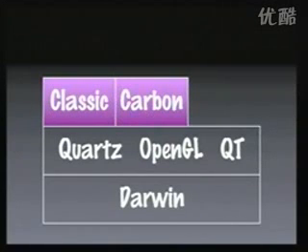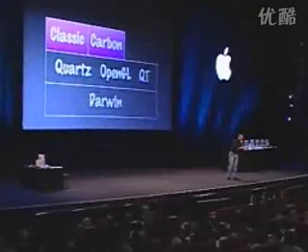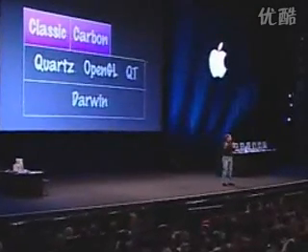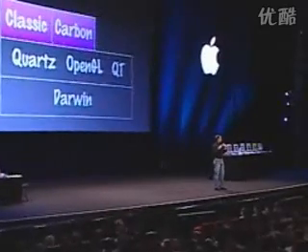Now, the next API is Carbon. Carbon is something that takes developers a few months to tune up their classic apps to take advantage of all the new features. And every developer we have, pretty much, is carbonizing their apps right now. And a carbonized app does get all the new features of Mac OS X. They just pop to life.